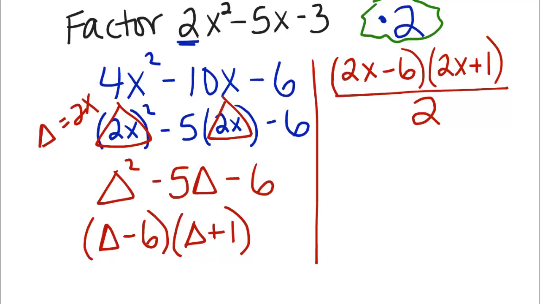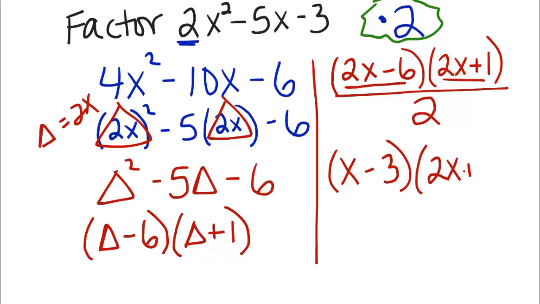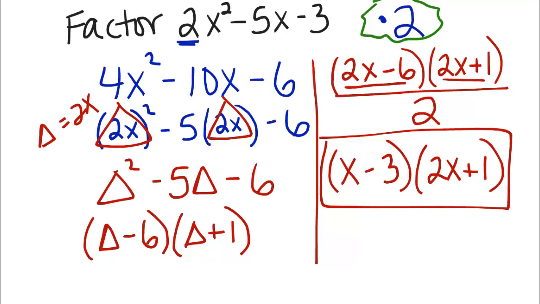Which factor is more easily divisible by 2, the 2x minus 6 or the 2x plus 1? I'd rather divide the 2x minus 6 by 2. When we do that, we get x minus 3. We divide each part of that binomial by 2. And then the second part we didn't touch, 2x plus 1. If you multiply x minus 3 times 2x plus 1, you will in fact get 2x squared minus 5x minus 3. If your original quadratic is factorable, this method is foolproof. It will work every time.